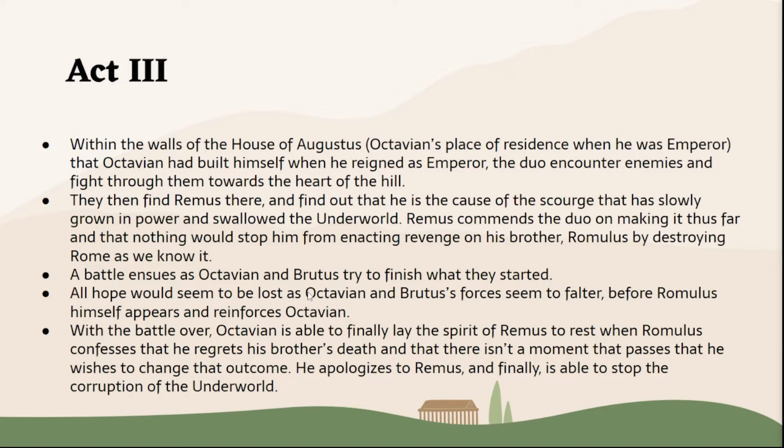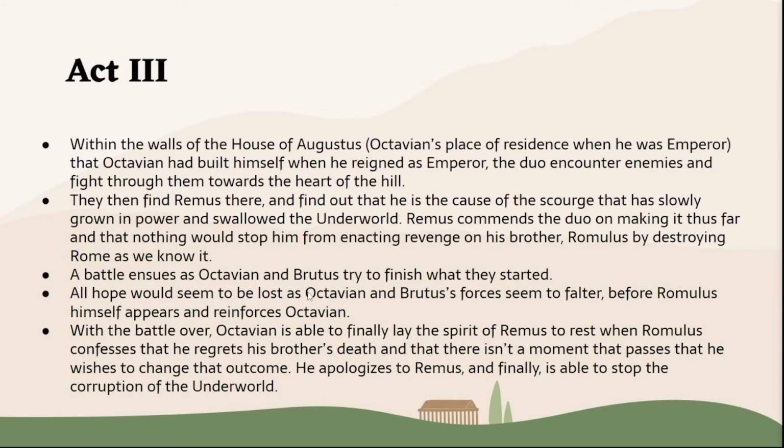Remus reveals that he is the source of the scourge, as he is bitter about his death at the hands of his own brother, Romulus, the founder of Rome. And Palatine Hill is actually the location where Rome was founded. So a battle thus ensues as Octavian and Brutus try to finish what they started.